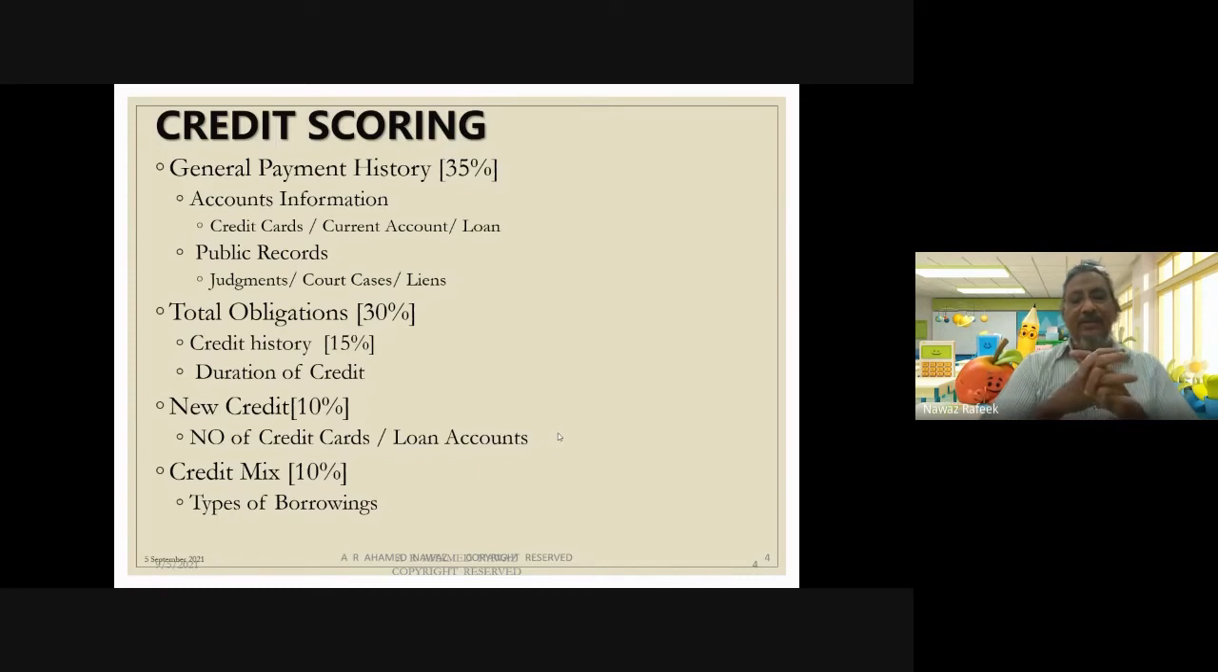The new credit is a new application. The number of credit cards and loan accounts, both on the liability side, right? How many credit cards and how much of the credit card is used in the loan accounts. Then 10% is given for types of borrowings, that is the product. Right? What type of product? Long-term facilities, capital borrowings, then medium-term borrowings, working capital borrowings, revolving facilities.